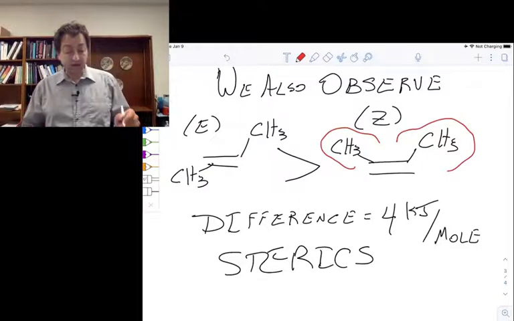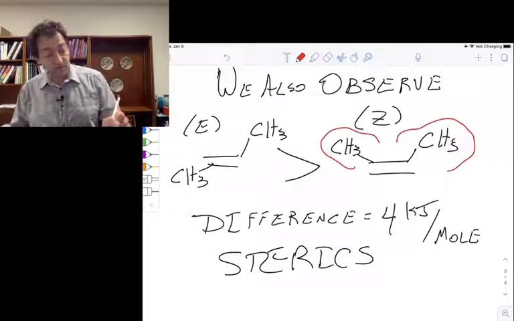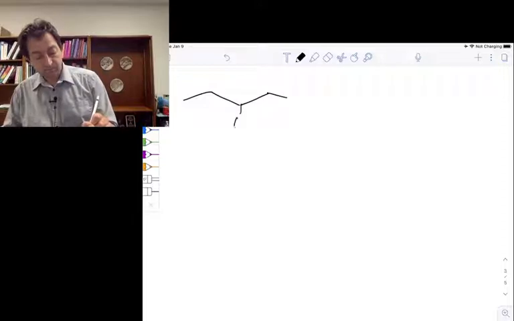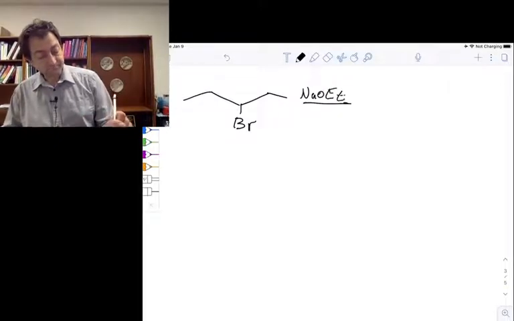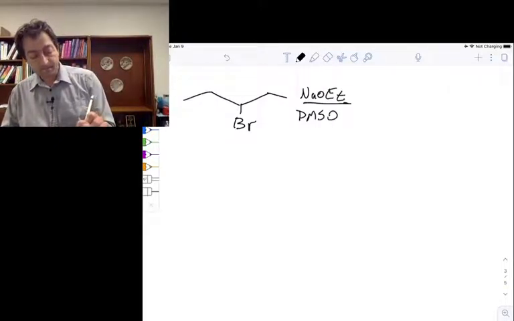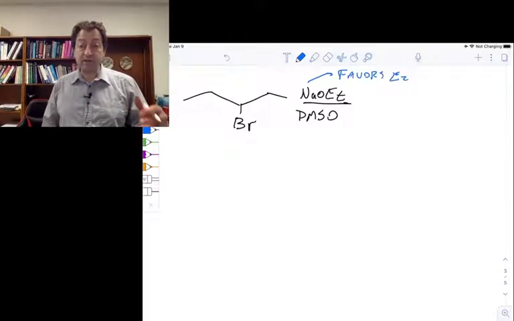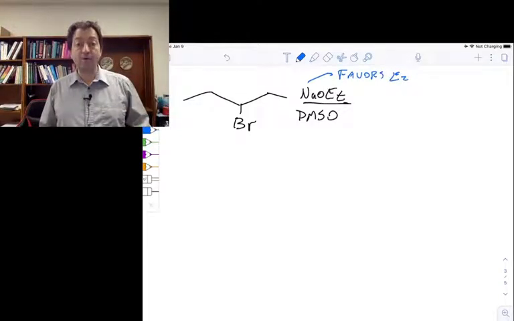So that's enough to have a bit of an influence on the outcome of our reactions. What we see here, for example, if we look at an alkene that could have more than one possible outcome, here we've got a substrate. We've got sodium ethoxide that we're using as a base. That's the conjugate base of ethanol, with a pKa of about 16 or so. We're using DMSO, that polar aprotic solvent that favors the bimolecular reaction.